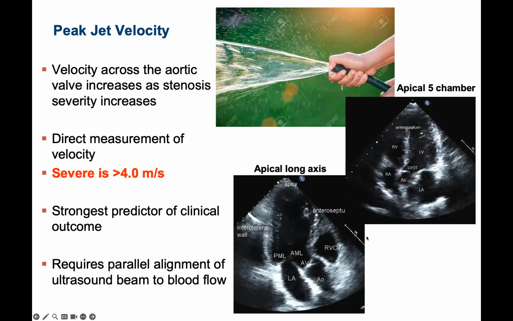You can also do an apical long axis view, in which case you would continue rotating the probe counterclockwise from an apical 4-chamber view until the right ventricle comes back in on the other side of the screen, and you get an apical long axis view.